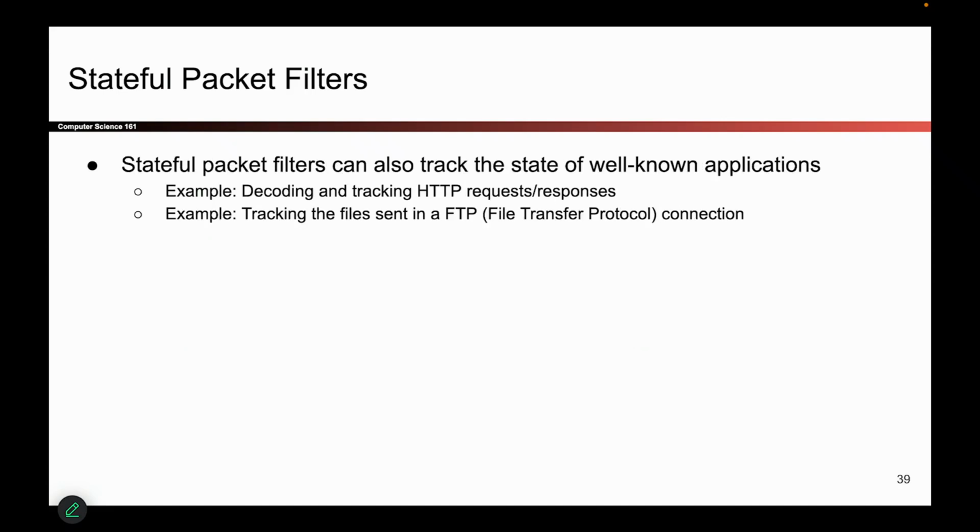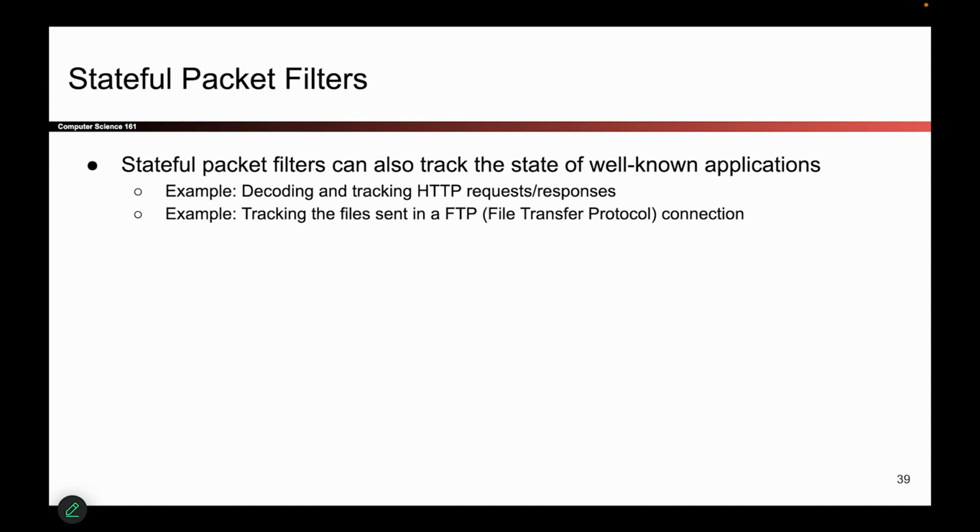Now, if you want to get even more complicated, the stateful packet filters could think beyond layer 4. So far, we're thinking about connections, like TCP connections, which are at layer 4. But the stateful packet filter could get even more complex and actually look inside layer 7. So it unwraps that layer 4 header and looks at the layer 7 header and payload.